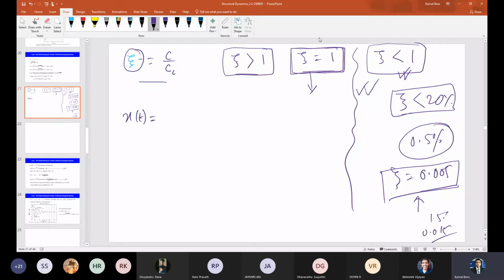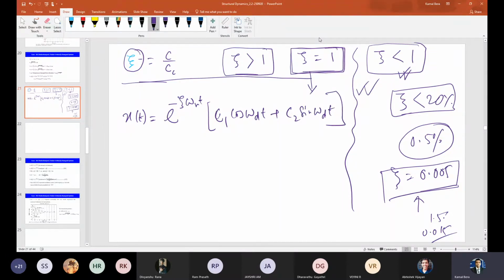The expression for the response that we have got is e raised to minus zeta omega n t into c1 cosine omega d t plus c2 sine omega d t. We have already discussed that in the last class. This part is similar to the undamped system, except that the term previously omega n is now omega d, the damped frequency, defined as omega n times square root of 1 minus zeta square. And omega d is less than omega n.